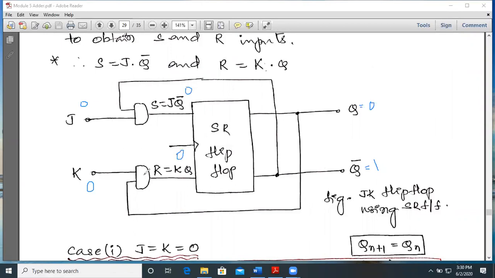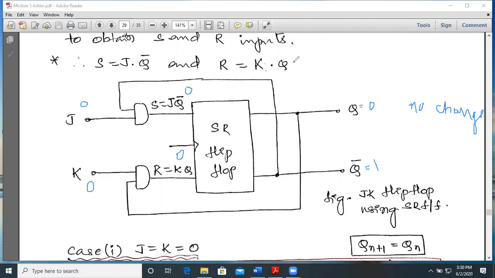Is it not? Because it is an AND gate, if any one of the inputs is 0, obviously the output will be 0. For S is equal to R is equal to 0, according to SR flip-flop, what is the state that we are going to get? We are going to get the no change state. That means our flip-flop remains in the previous state. So this is the no change state that we are going to get. This is the analysis for Q is equal to 0 and Q bar is equal to 1.